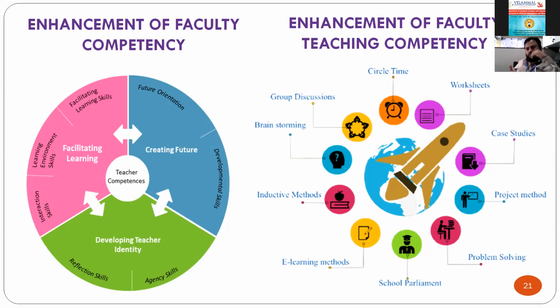So there are different parameters. First one is worksheets, case studies, project method, problem solving, school parliament, e-learning methods, inductive methods, brainstorming, group discussions. Then the last one is circle time. So when we design our instructional method, we should consider these parameters. Without these parameters, we cannot attain our learning outcomes or program outcomes. That is very very important.